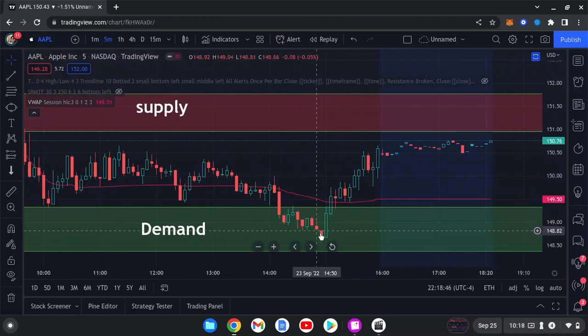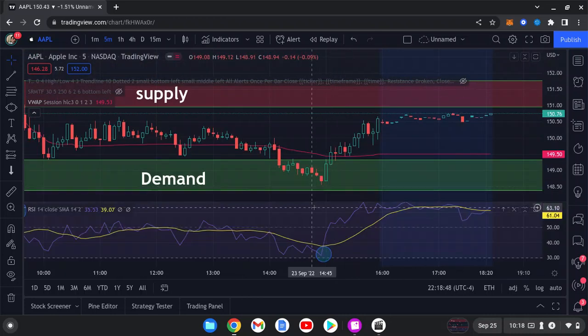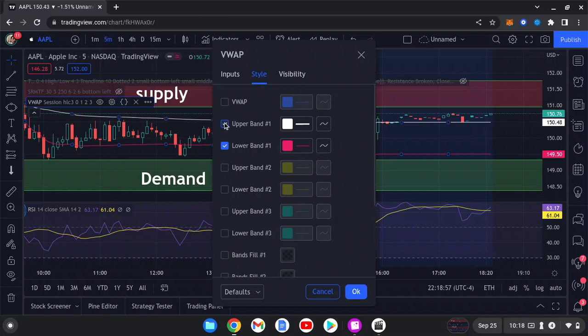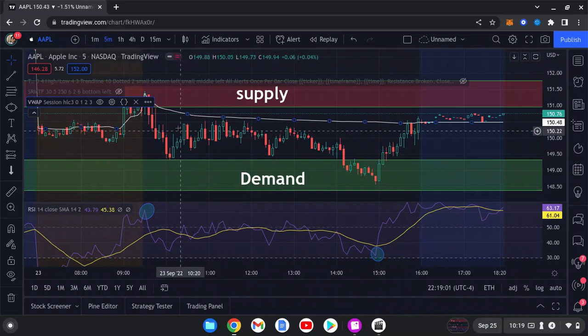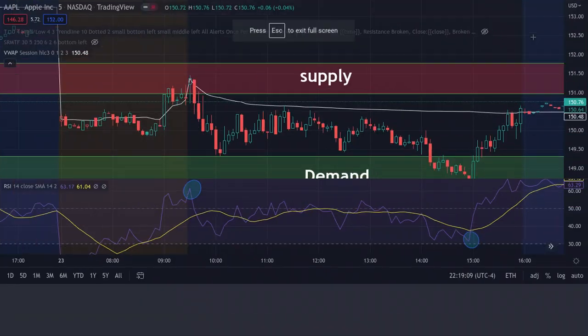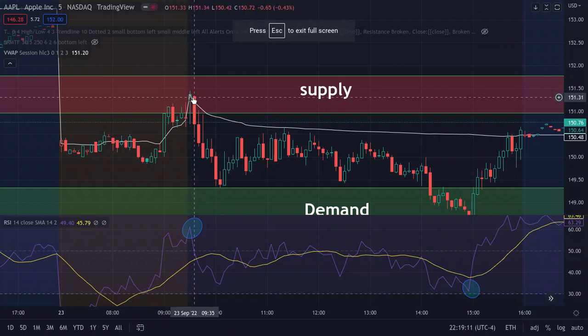So if I'm looking for a long position, like right here, I would see once it breaks this lower band. And if I'm looking for a short position, I would use the upper band. So we can come right here and we can see we're in our supply zone. Let's make this larger. We're in our supply zone.